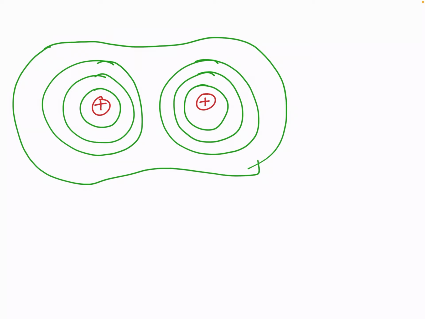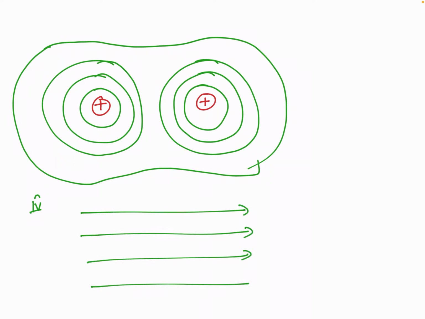Then the equipotential surface for a uniform electric field. This is your equipotential surface. So the equipotential surface will be drawn this way. These are plane surfaces.